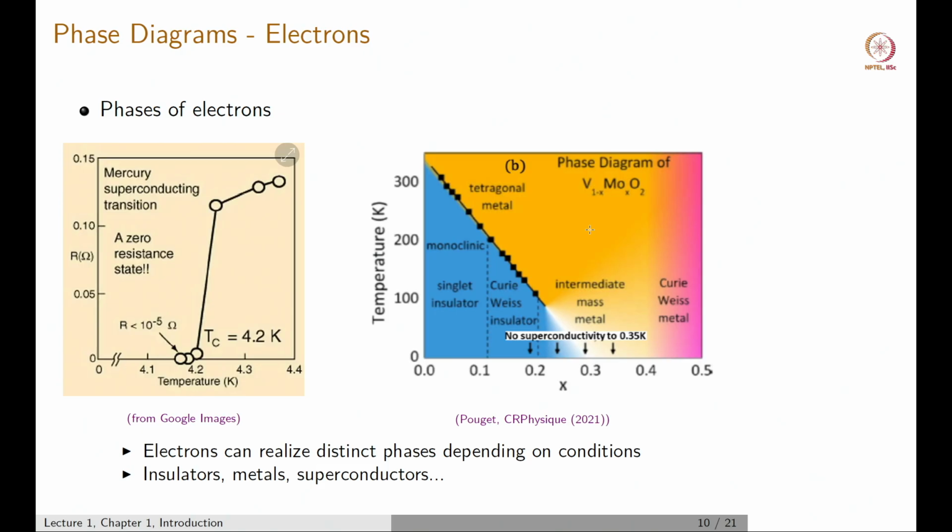So the upshot of this slide is that electrons also can realize distinct phases depending upon the conditions, and there are various different kinds of phases: insulators, metals, superconductors. There are many more very recently discovered called topological insulators, etc., which I am not showing you here, but are very exciting and a very active area of current research.